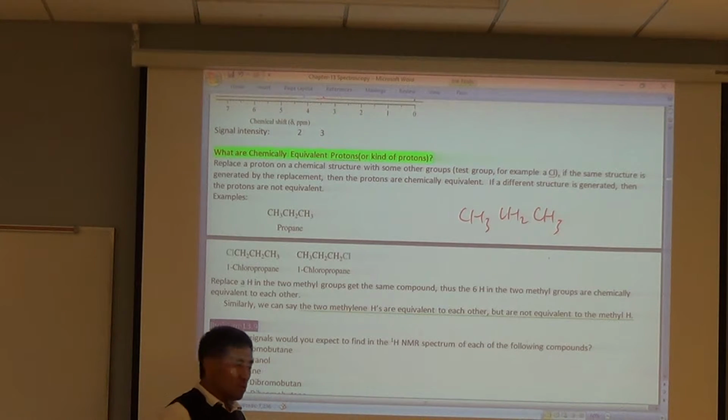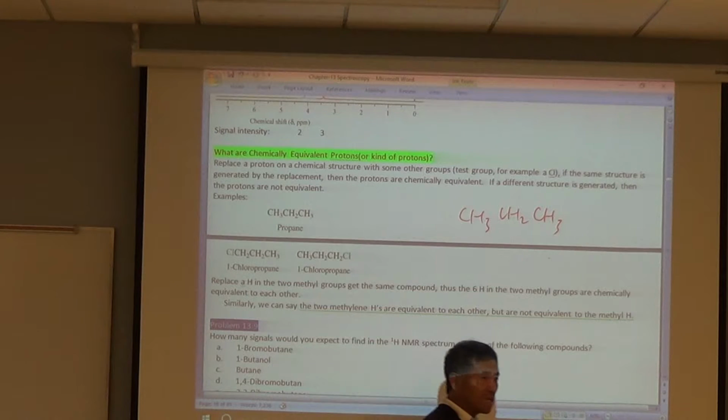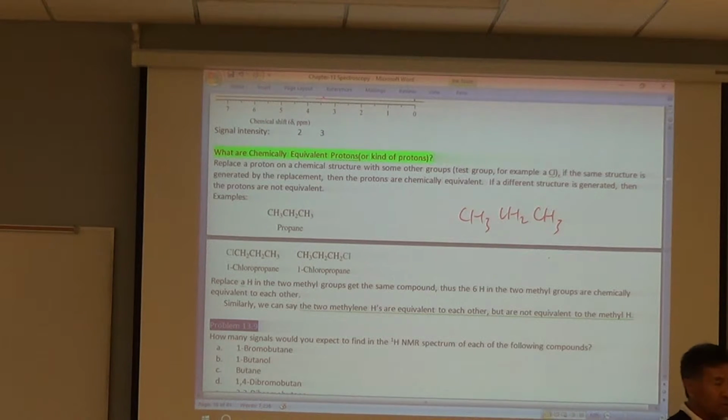Then you will see you have 6 protons give you 1 same signal. You have 2 H in the middle give you 1 signal. Then do you have information from the spectrum? Definitely yes. You will see the so-called integration number, and it tells you how many protons each signal has in it.